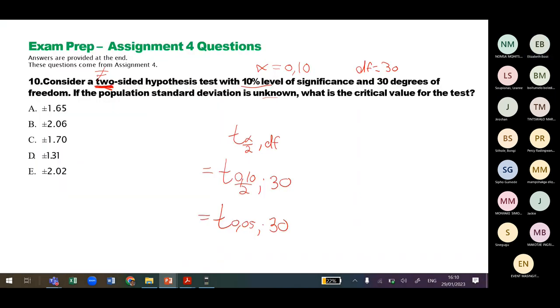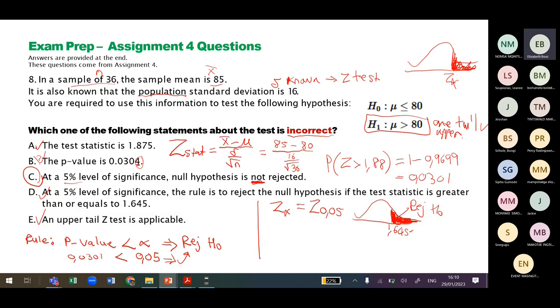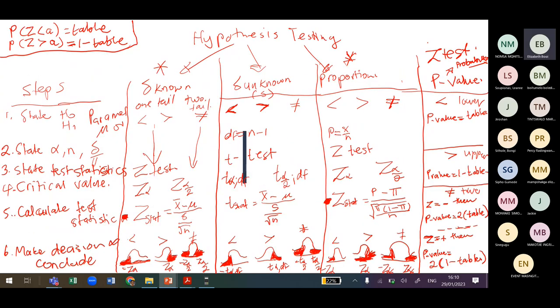Remember, for when the population standard deviation is unknown and they give you the degrees of freedom, like I explained there, you should have these things in front of you and use them to check as I'm reading the question and say, oh, df, degrees of freedom, it means we're doing this. We are on this column. This is how you're going to identify things in the exam.